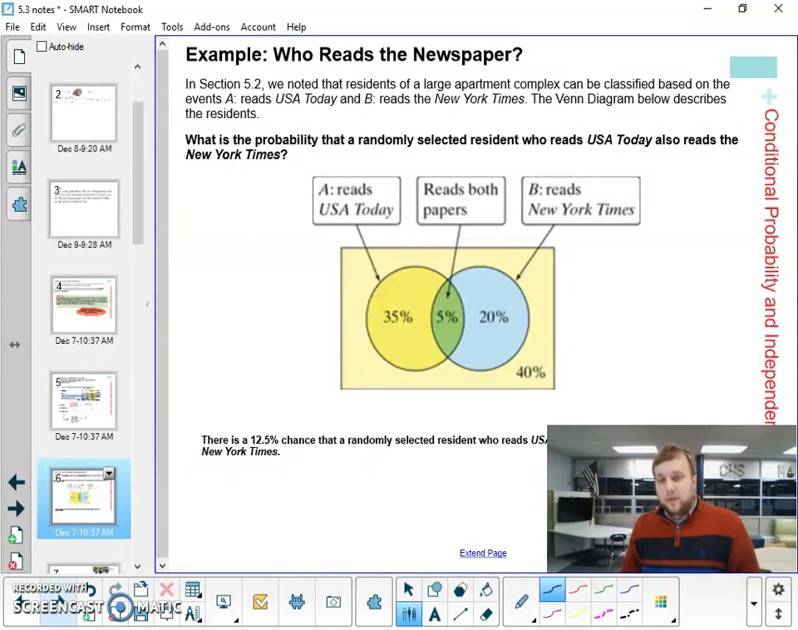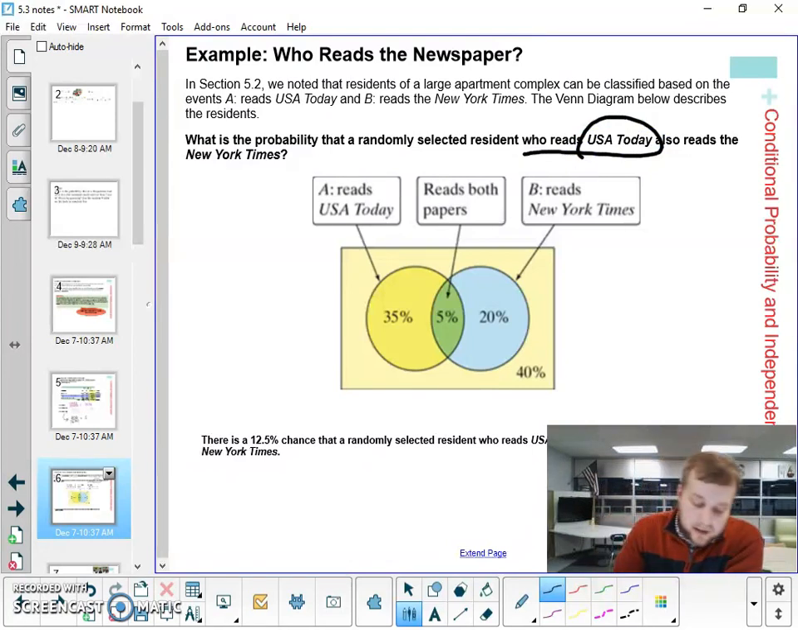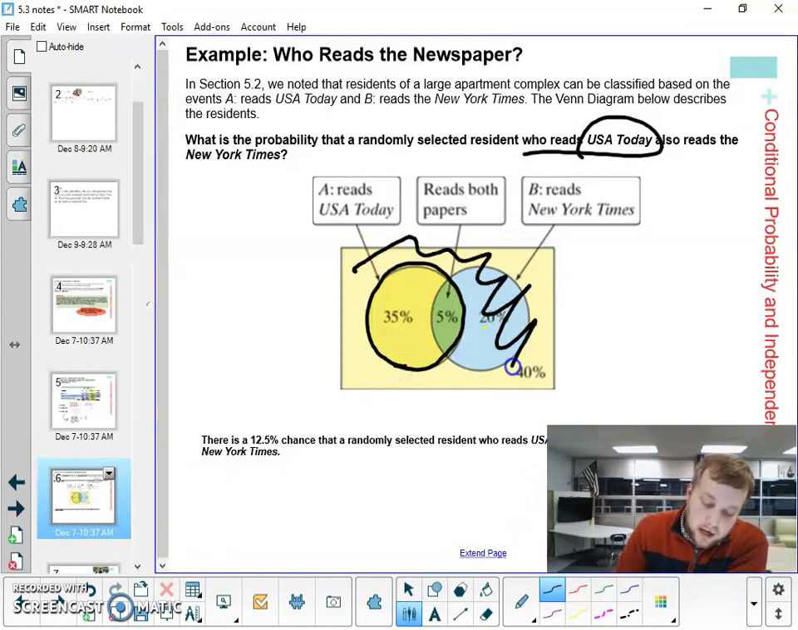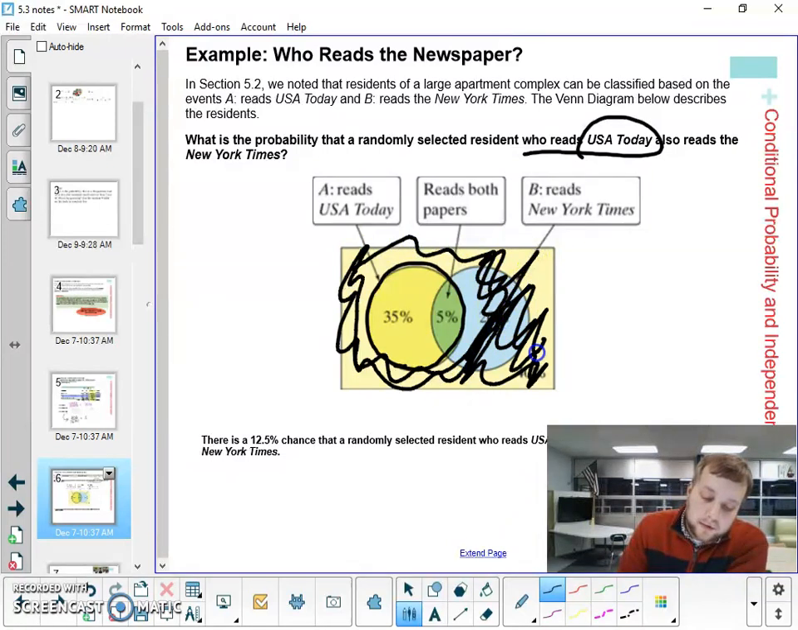All right, how would we do this on a Venn diagram? All right, so here we go. What is the probability that a randomly selected resident who reads USA Today? Now, as soon as I see this, who reads USA Today, do I care about anybody else? I think I only care about the people who read USA Today. That's this group. I only care about those guys. Phooey on everybody else. It's like everything else just fades away.